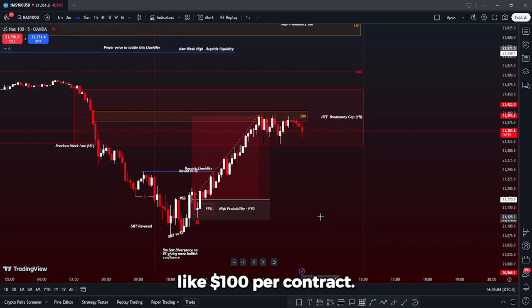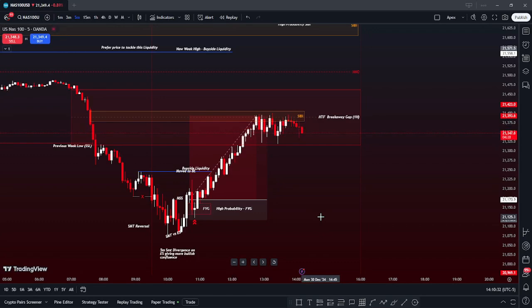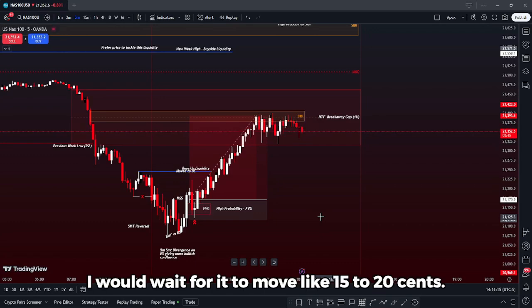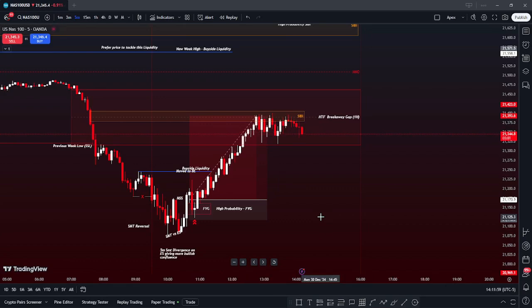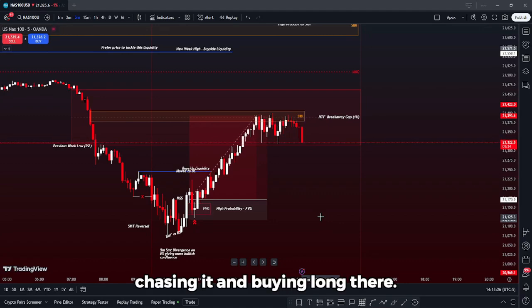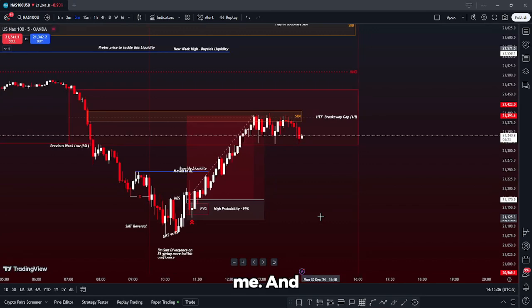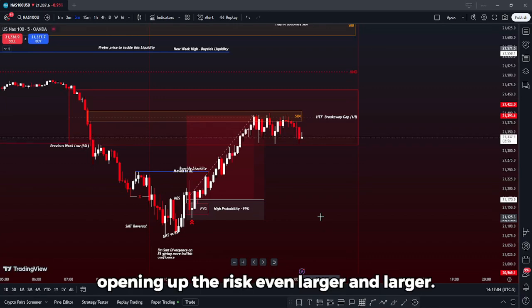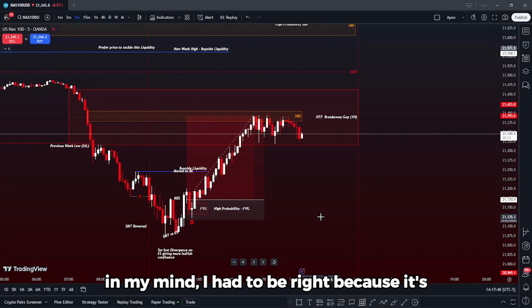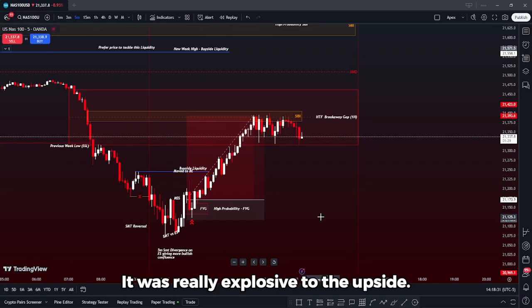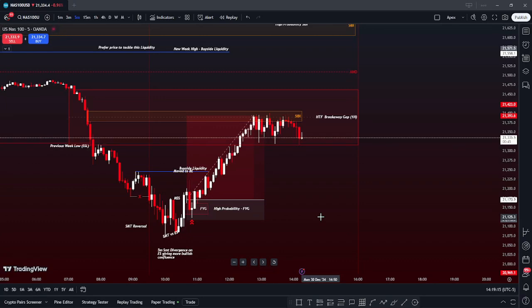If you're trading the grains, it's like $100 per contract. It's the same as an E-mini. It's $50 per cent. But I would wait for it to move like 15 to 20 cents. Now, on that big candle up, I'd be chasing it and buying long there. Well, obviously, retracements would come back and start scaring me. And I would move my stop loss, if I had one, lower, opening up the risk even larger and larger, because in my mind, I had to be right, because it had been going up. It was really explosive to the upside, but I got wrecked.